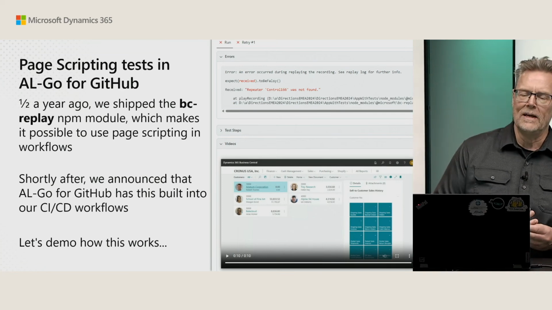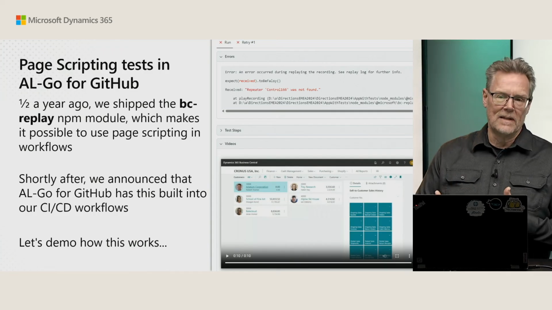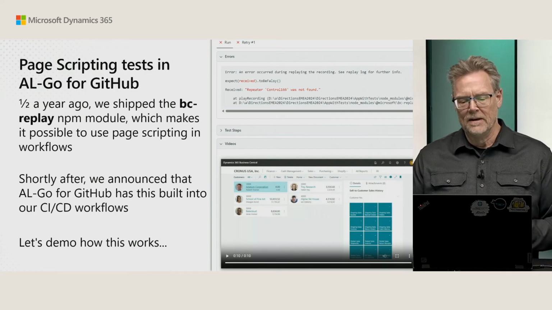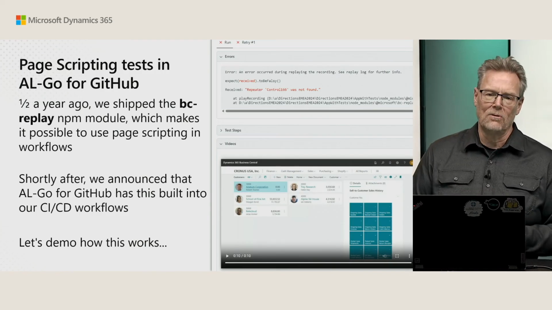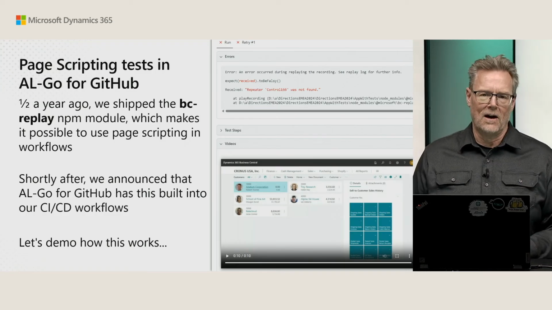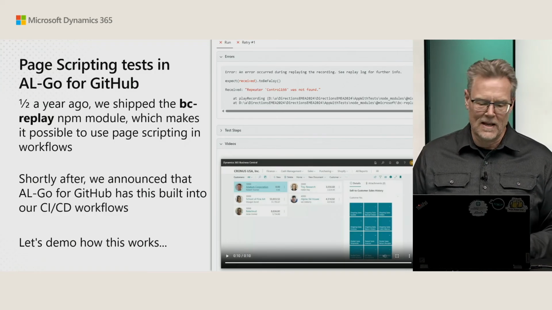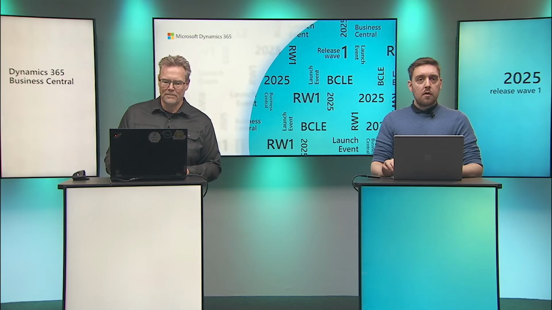Shortly after, we released that in ALGO for GitHub, and we actually demoed that at Directions last year, but it wasn't included in the first version, so it's kind of like included in the version that we are presenting now. We didn't include it in our launch event videos last time, but let's demo how that actually works. Yeah, I will demo how we can run page scripting tests in ALGO for GitHub.